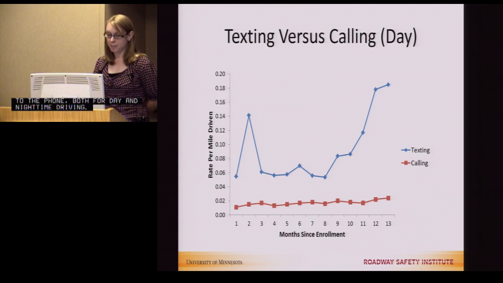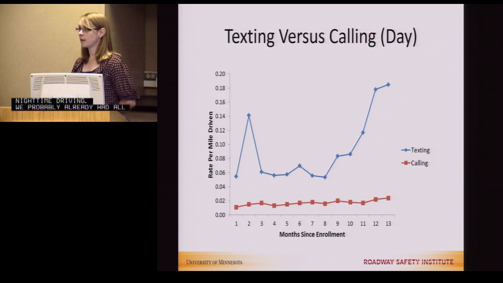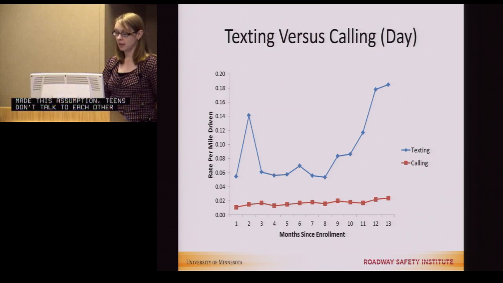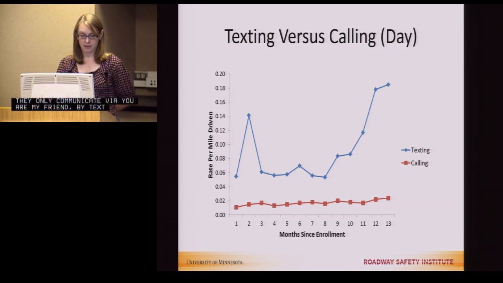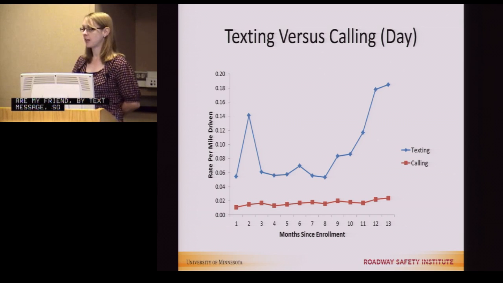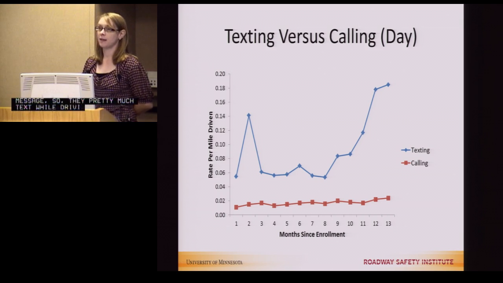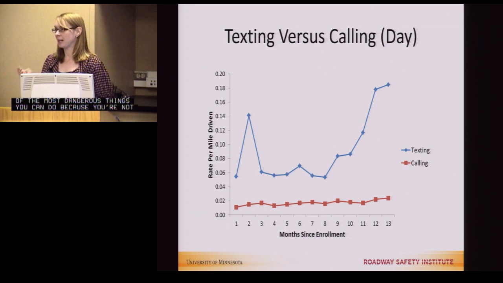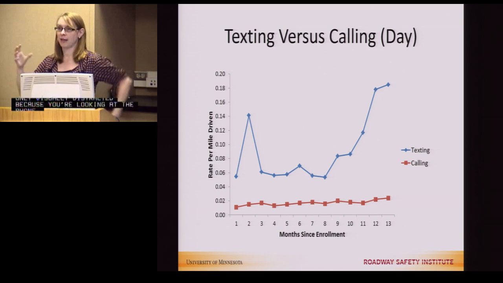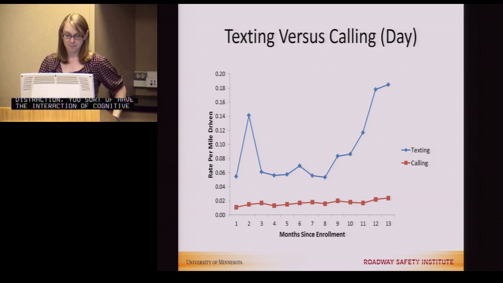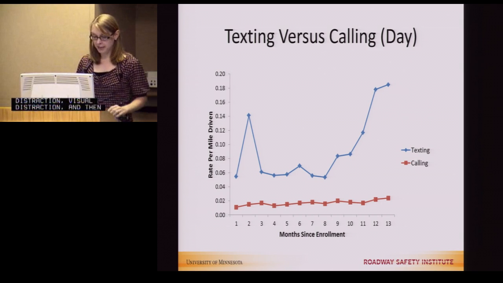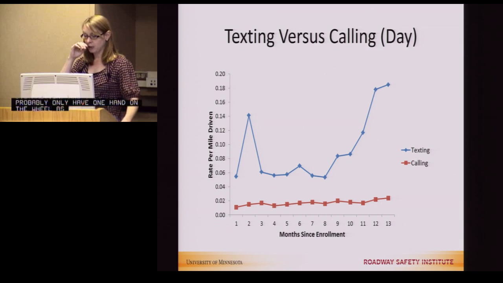We probably already had all made this assumption. Teens don't talk to each other anymore. They only communicate via "you are my friend" by text message. So they pretty much text while driving. Texting while driving is one of the most dangerous things you can do, because you're not only visually distracted because you're looking at the phone, you've got manual distraction. You sort of have this interaction of cognitive distraction, visual distraction, and then you probably only have one hand on the wheel as well. So you've just really increased your risk a lot versus making a cell phone call.